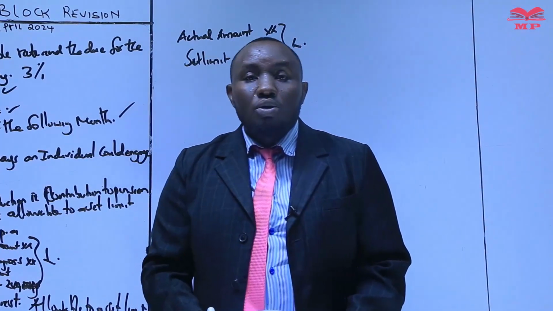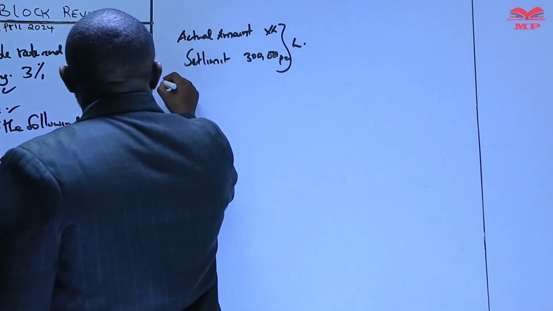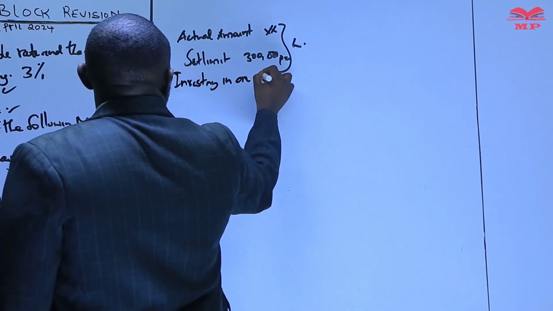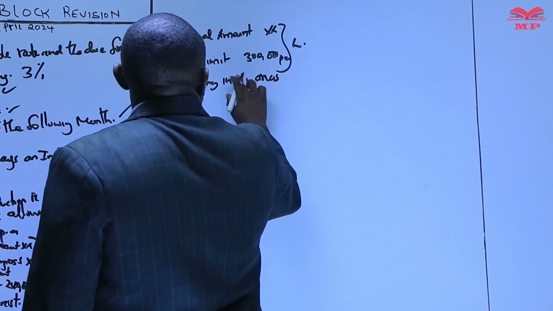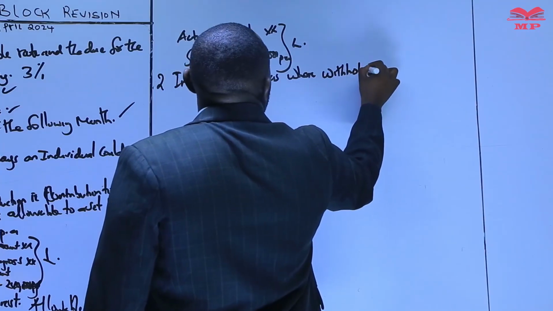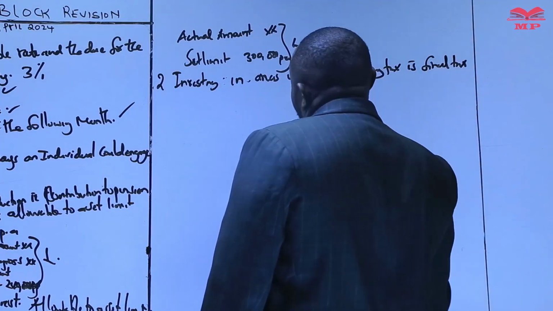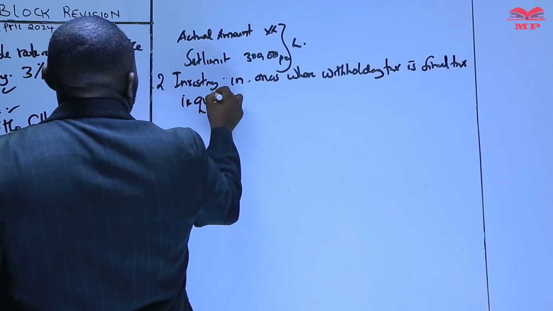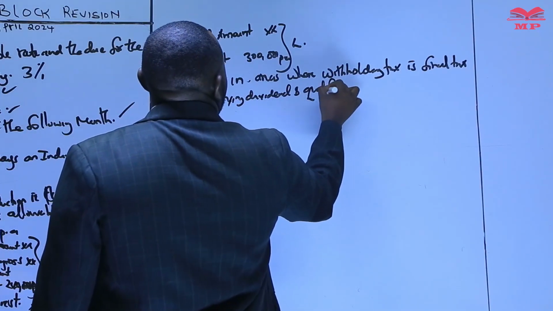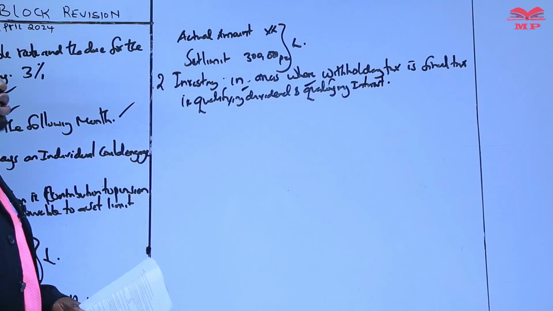The second way an individual could engage in tax avoidance is investing in areas where withholding tax is a final tax. So what are these areas? I.e., qualifying dividends and qualifying interest. The withholding tax on such incomes is the final tax.